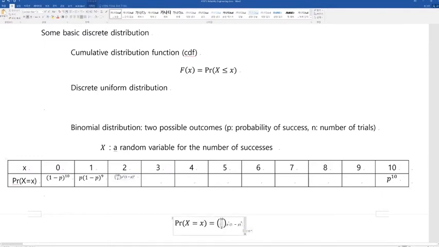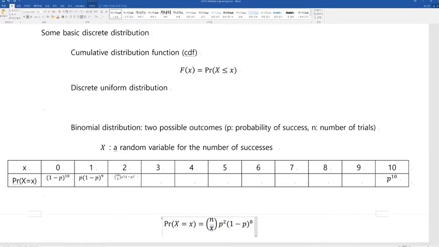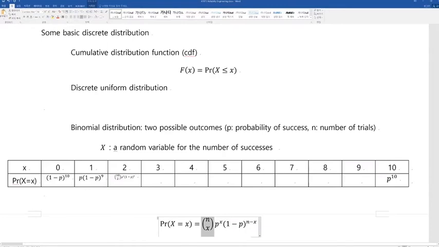So we may be able to generalize this. When there are n trials, and if we want to know the probability of x successes, that is going to be x number of successes and the remaining n minus x failures, while there are n combination x combinations for that.